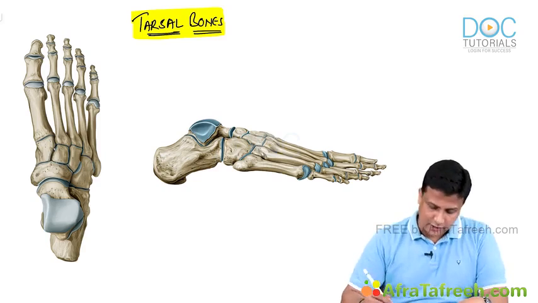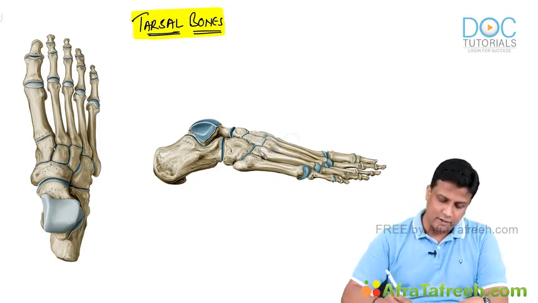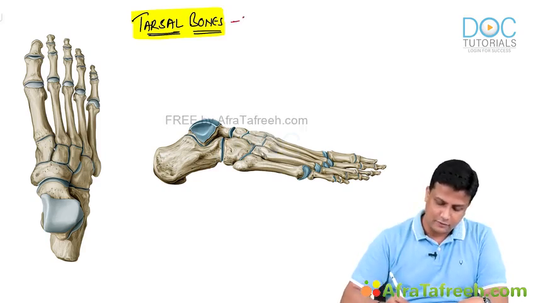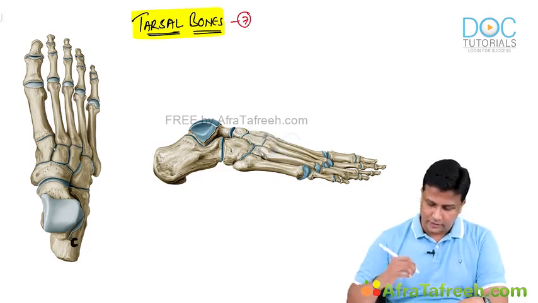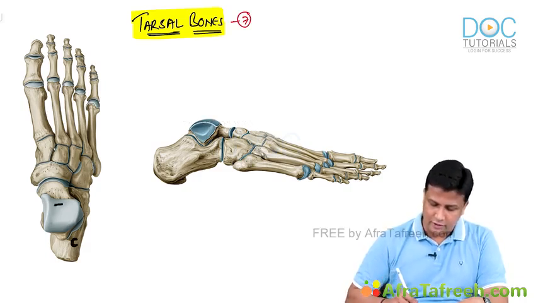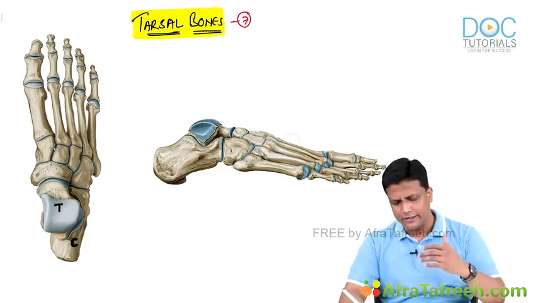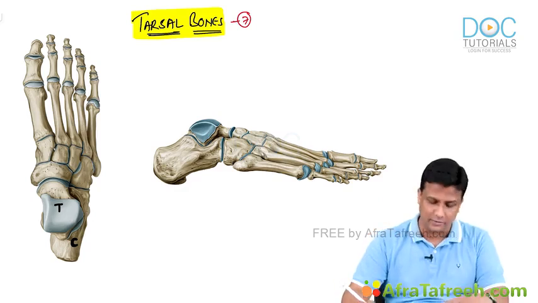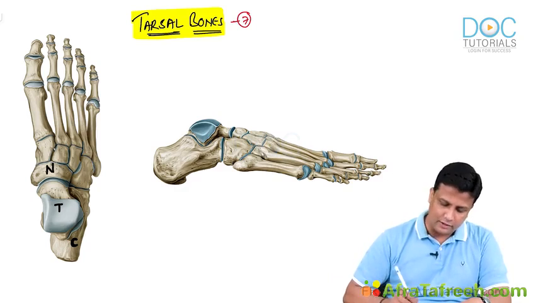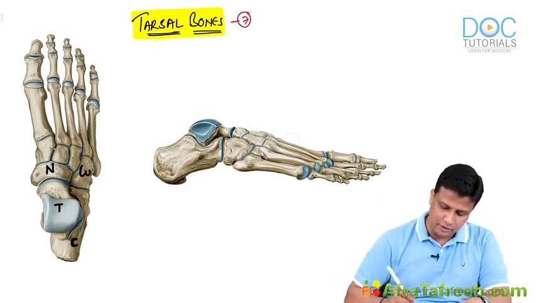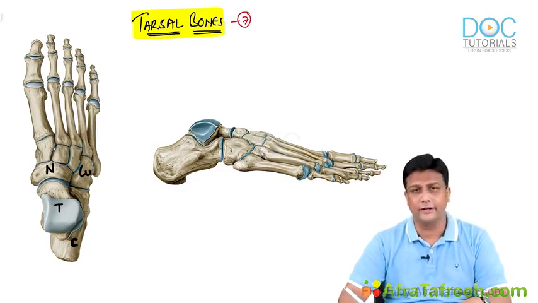So first, starting with the tarsal bones, there are totally 7 tarsal bones. First of all, this big one that you're able to see, which is going to form the heel region, is nothing but the calcaneus bone. Above the calcaneus, you'll be able to appreciate the talus. Right in front of the talus, there will be a boat-shaped navicular bone, and lateral to the navicular, there will be the cuboid. Remember, the cuboid is towards the lateral side.